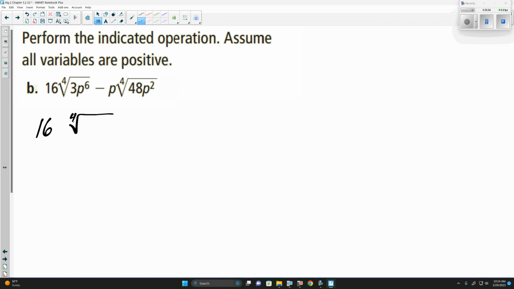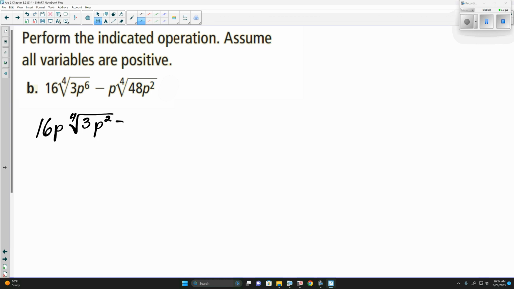Looking at our first term, 16 fourth roots of 3p to the 6. Can we take the fourth root of p to the 6? Yes, since 6 is bigger than 4, we can take it. But we can't take the fourth root of 3. Now we're going to take it one time, which will leave us with what inside the radical?